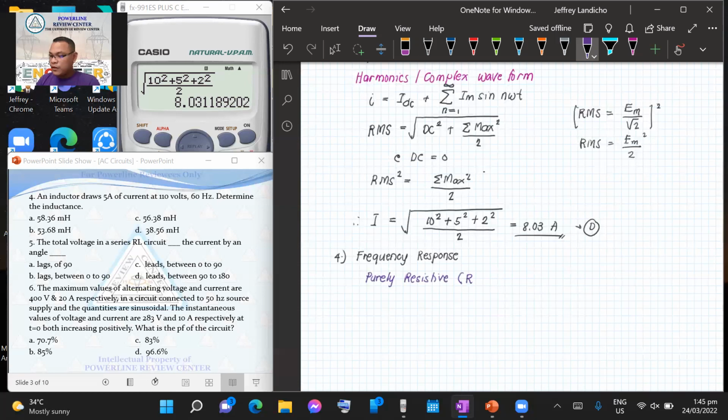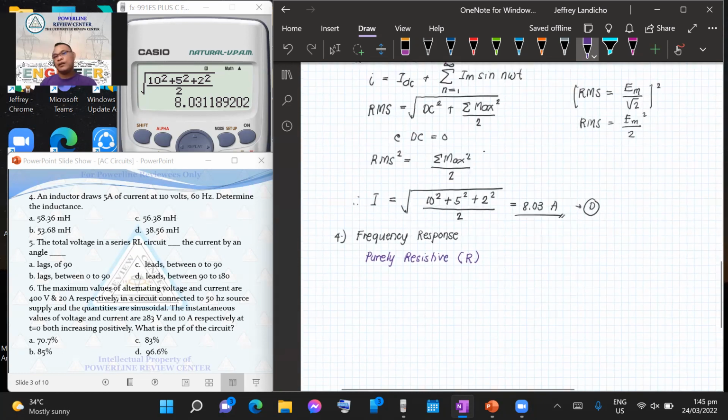Ibig sabihin, yung ating component, yung electrical component lang natin, ang makikita mo lang is simply resistance. No? Resistance lang yung connected. So ito, hindi ko na i-derive. So ito, tatandaan natin. For voltage and current, yun ang palagi natin i-consider.